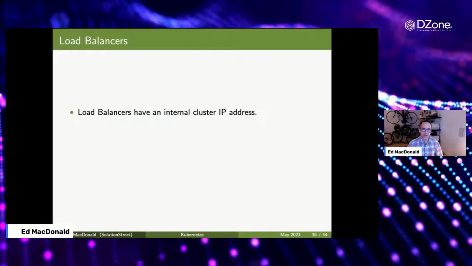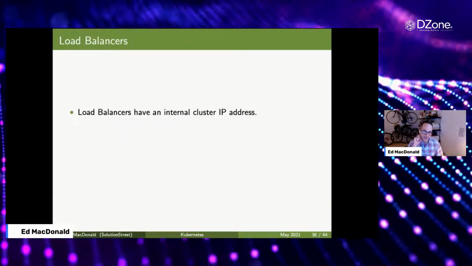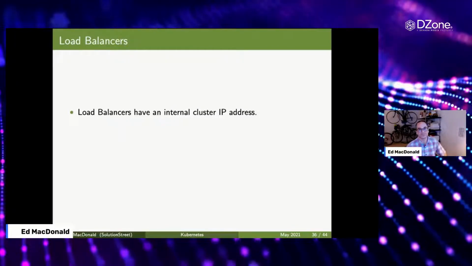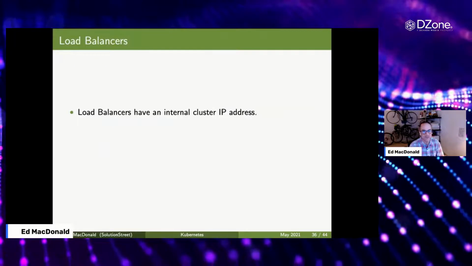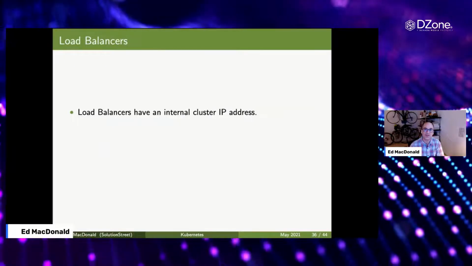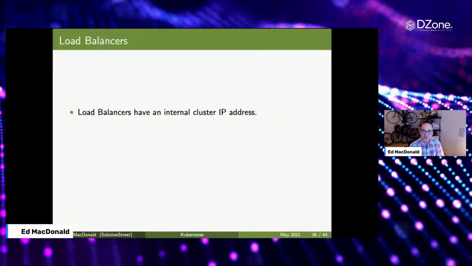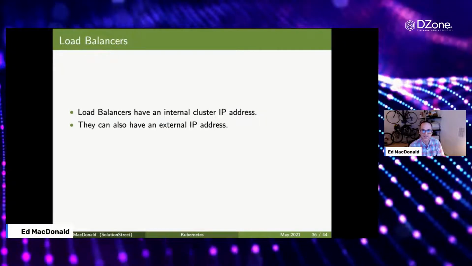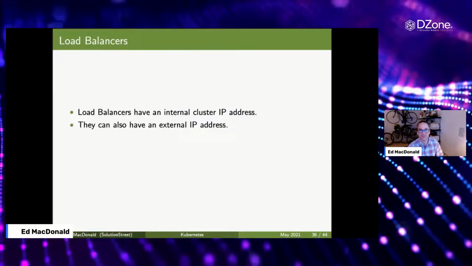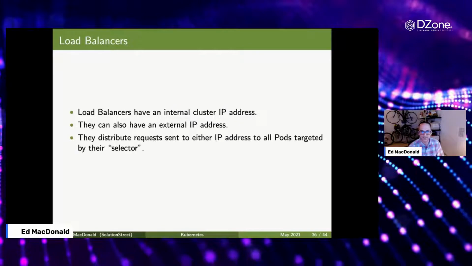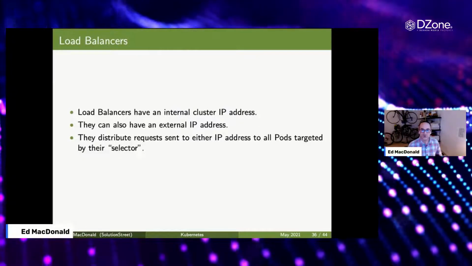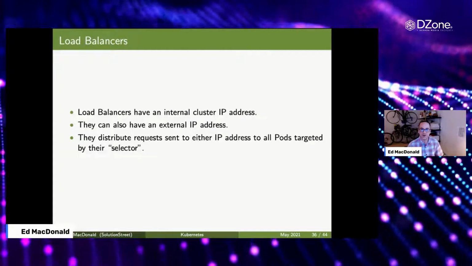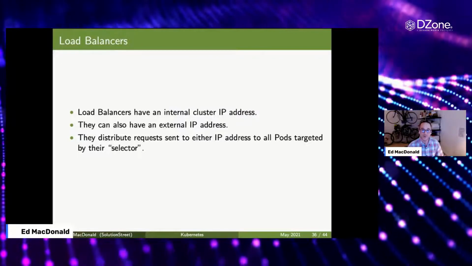And finally, now we're finally getting to the end of this picture so that we can do a demo. Last thing I think we have to talk about is load balancers. So load balancers have an internal and a cluster IP address. We'll talk about what those are in a second. They can also have an external IP address. They distribute requests sent to either of these IP addresses to all pods targeted by their selectors.